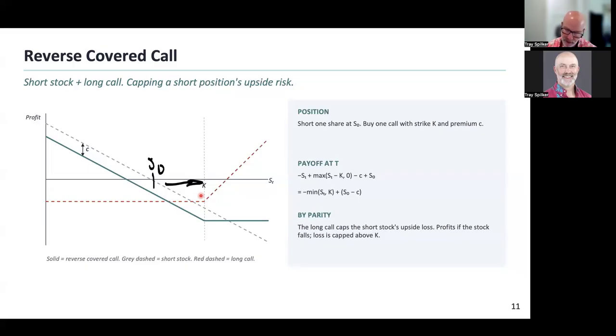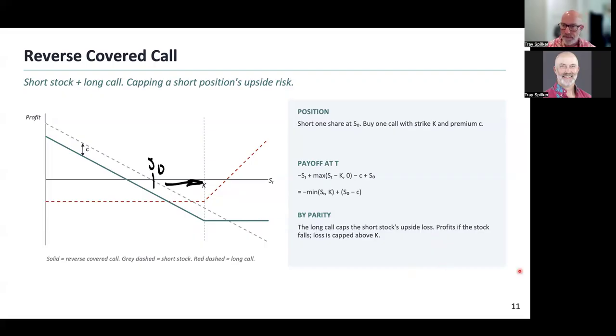Essentially it caps the short position's losses if the share price increases dramatically. So it's sort of a risk managed short seller's position here. And what you'll notice here is that the synthetic position, the reverse covered call strategy, the solid line here, looks a lot like a put option, right? Again, that's by design. And so this is another synthetic way to create a put option.